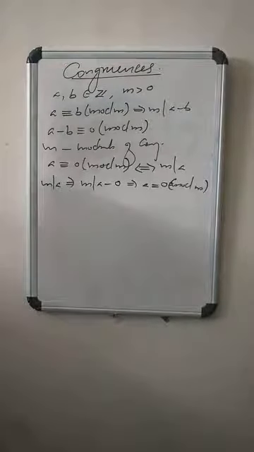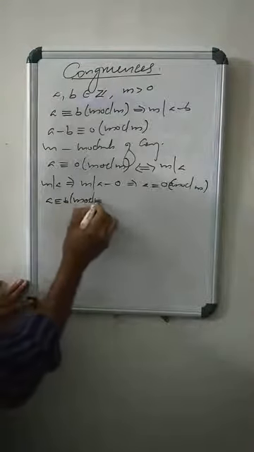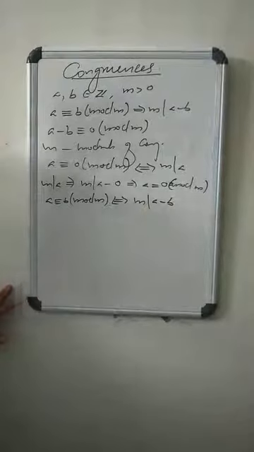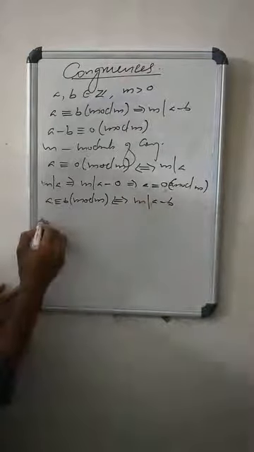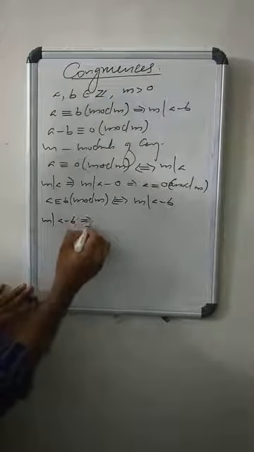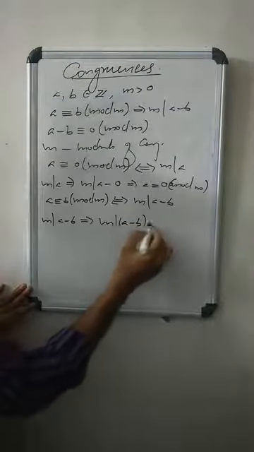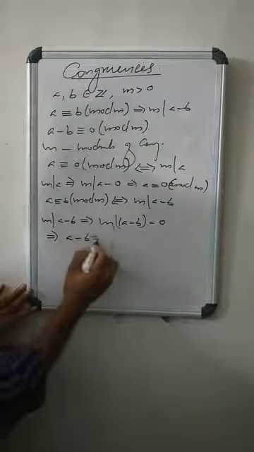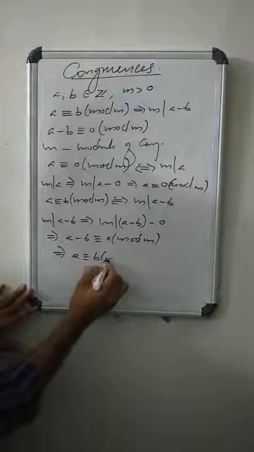Agreed. Now, a is congruent to b mod m if and only if m divides a minus b. Okay. A congruent to b mod m means m divides a minus b. Reversely, when m divides a minus b, what happens? When m divides a minus b, that means m divides a minus b minus 0. That means a minus b is congruent to 0 mod m, that means a is congruent to b mod m.